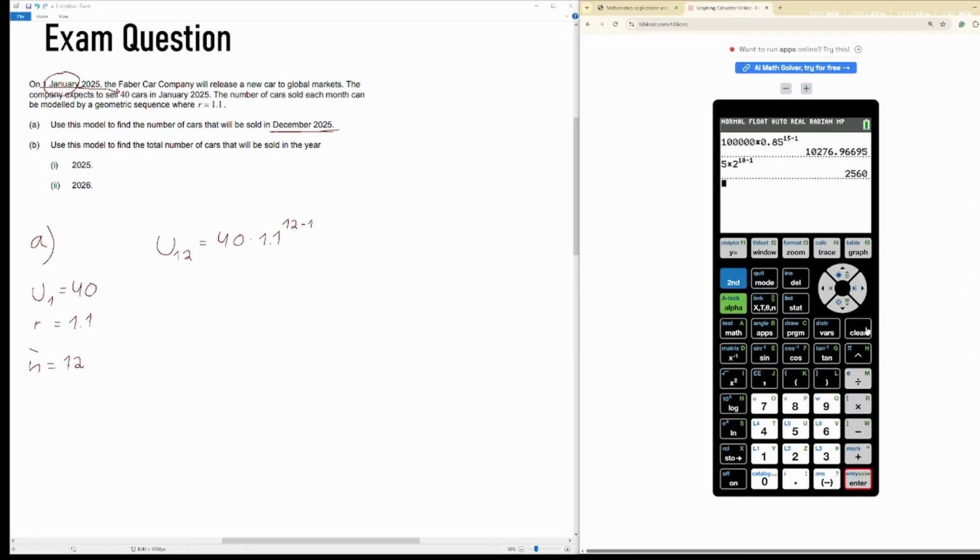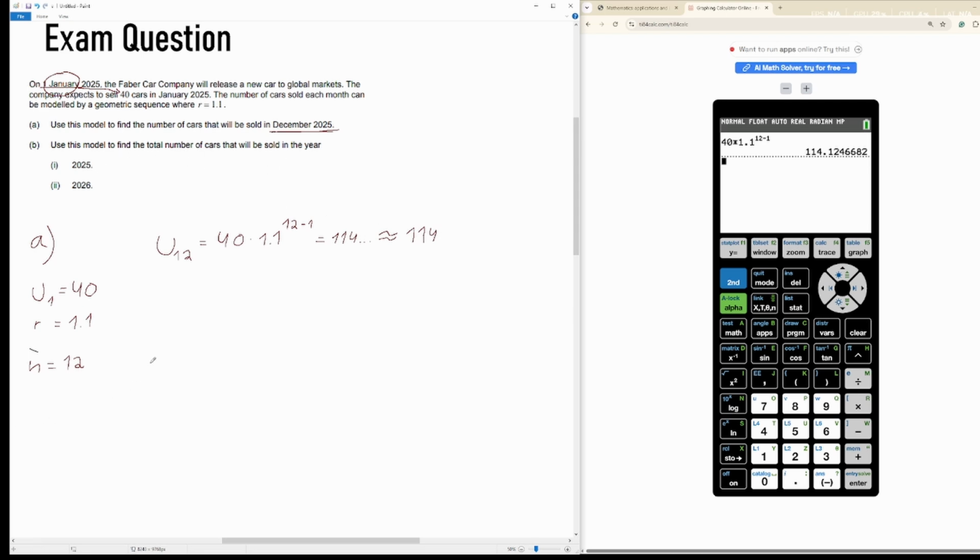Then we can use our calculator: 40 times the common ratio to the power of 12 minus 1. And you get the answer of 114, which you have to round to 3 significant figures, is equal to 114 cars in December of 2025.